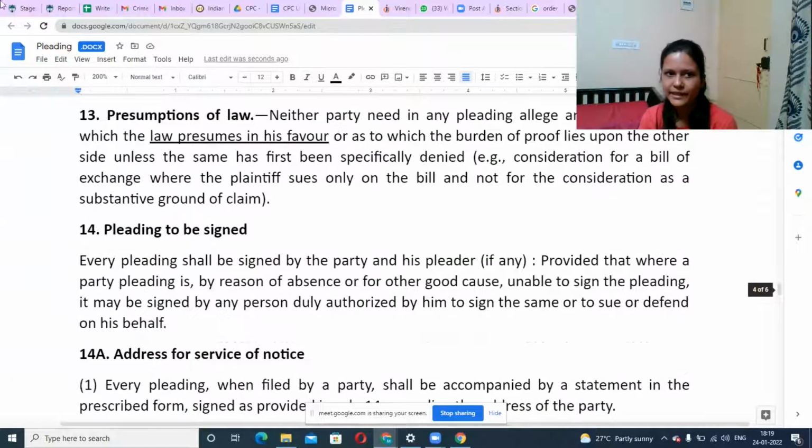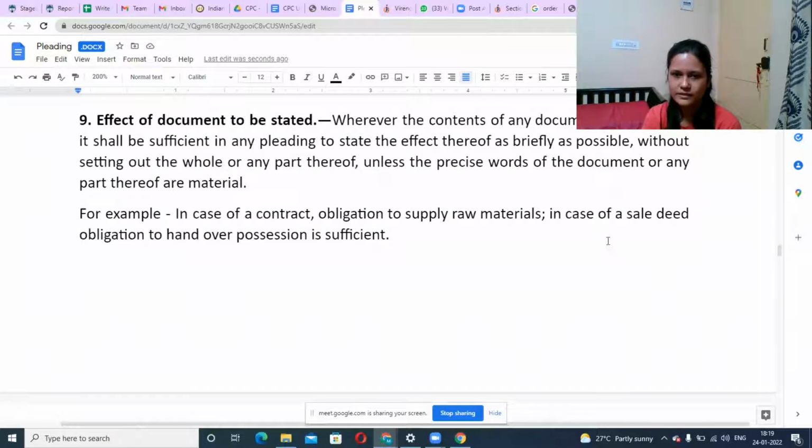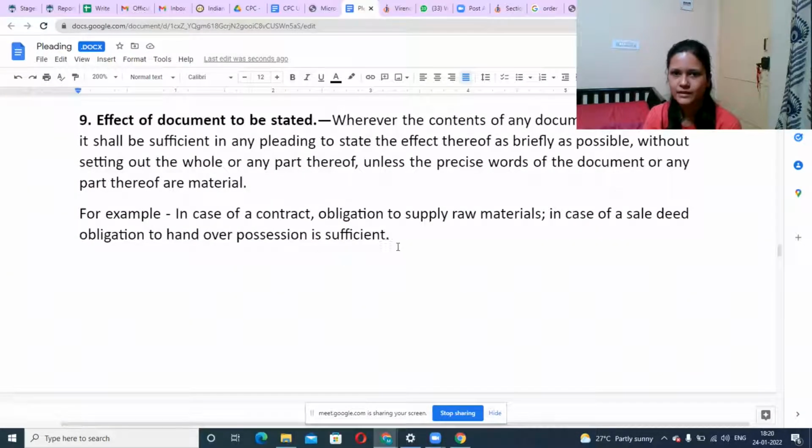This part is clear, right? Pleading? Okay. For the plaint and written statement, I think we have two separate provisions, so we will continue with that in the next class. The plaint and written statement part.